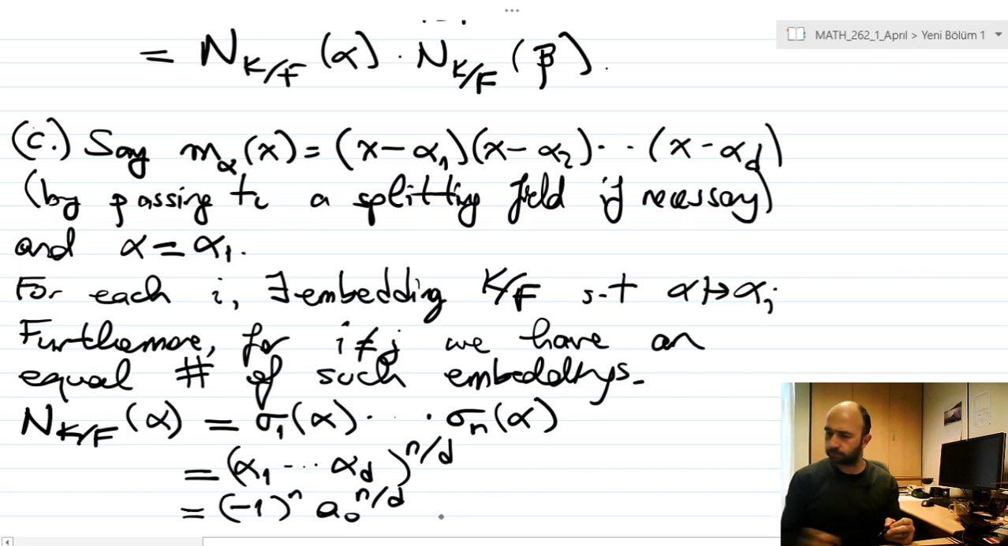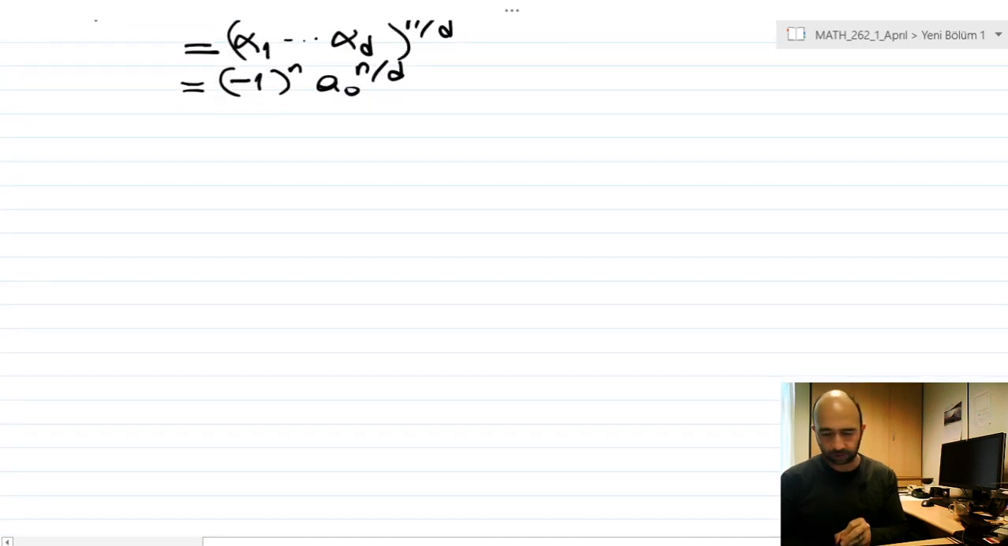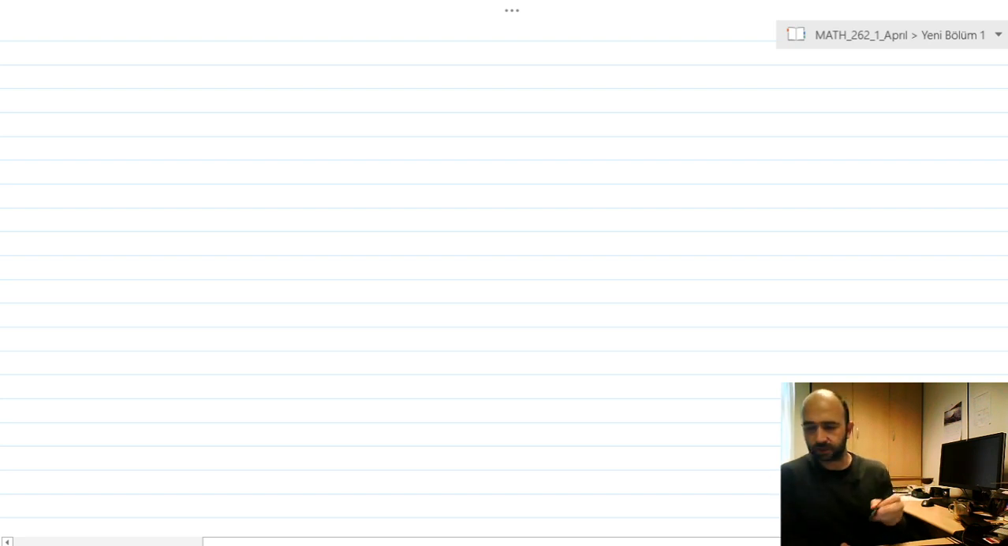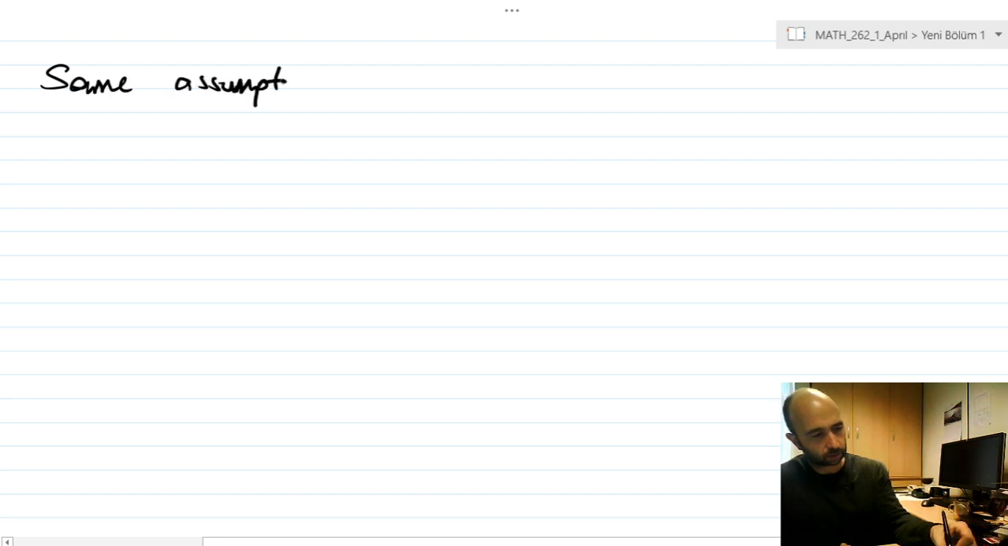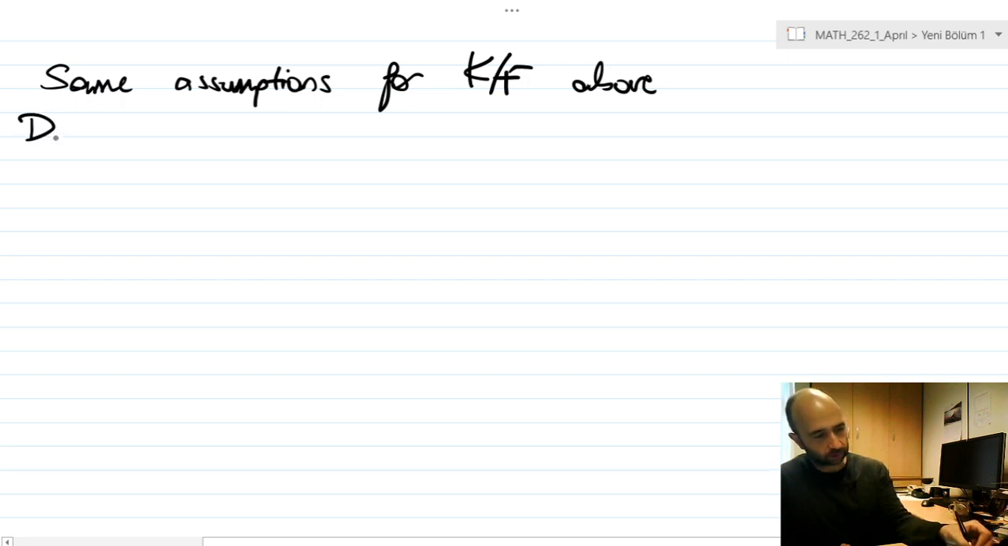Now this pretty much wraps up everything I want to initially say about norm. Now there's a closely connected concept of trace which we'll define. I'll write the similar properties but leave the proof as exercise. So same assumptions for k over f above, so it's contained in some Galois extension L over f and it's finite. Okay, so we'll define trace.